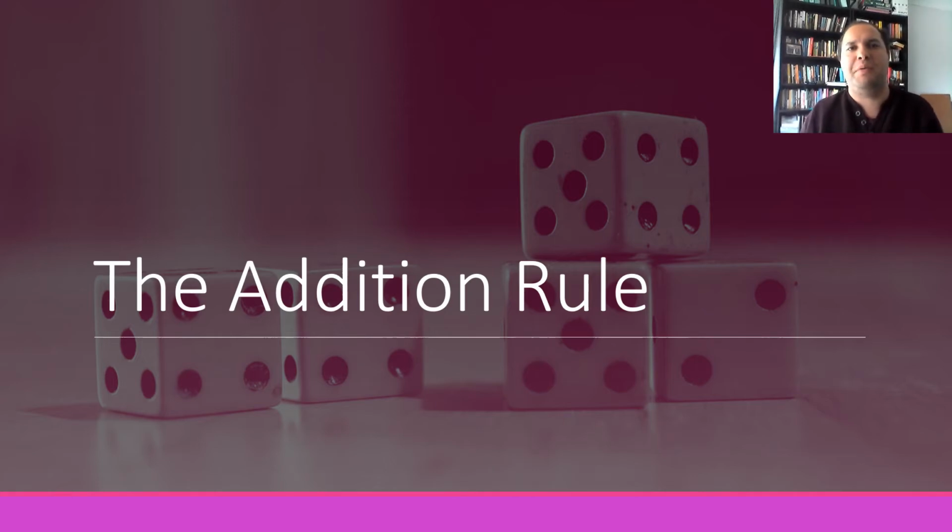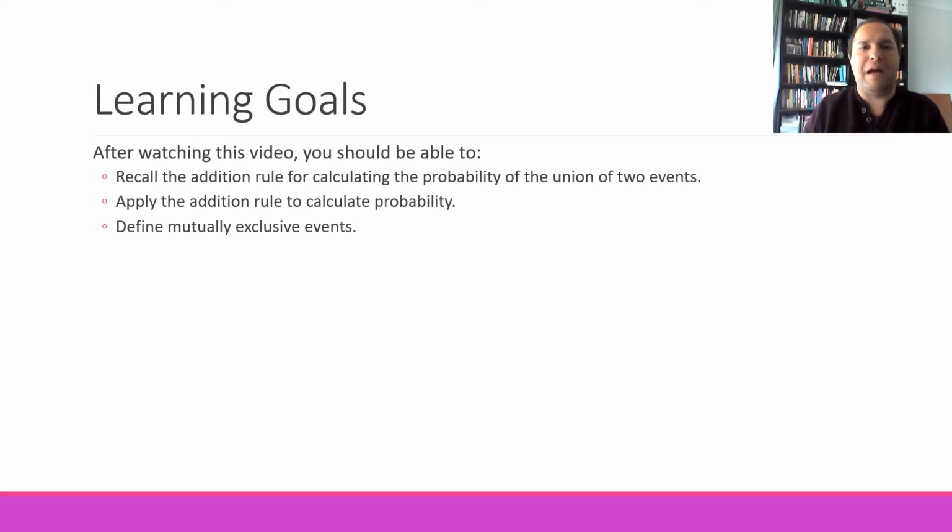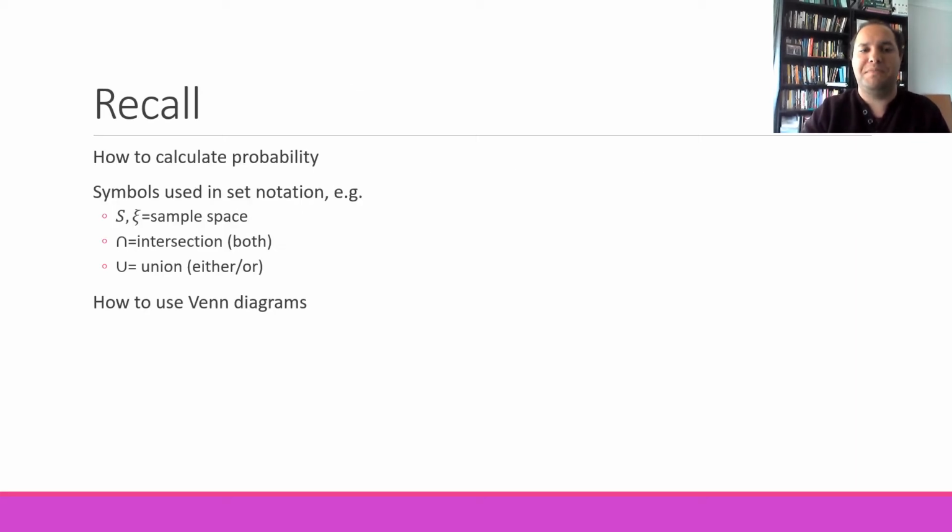Hi students, in this video we're going to use the addition rule to calculate the probability of two events, A and B, of either of those events happening. After watching this video, you should be able to recall the addition rule for calculating probability of the union of two events, so either event A or B occurring. You should be able to use the addition rule to calculate probability and also recognize the link between mutually exclusive events and that addition rule for calculating probability when there are unions involved.